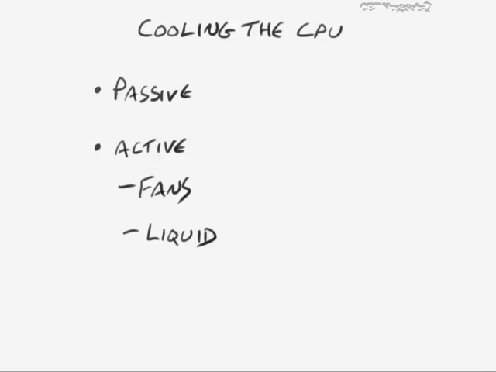Now let's also take a look at how we're going to cool that CPU, especially if you're doing something like that overclocking we talked about earlier. Okay, so to keep it all cool, you can use passive methods or active methods. Almost always nowadays, passive methods are not really used anymore.